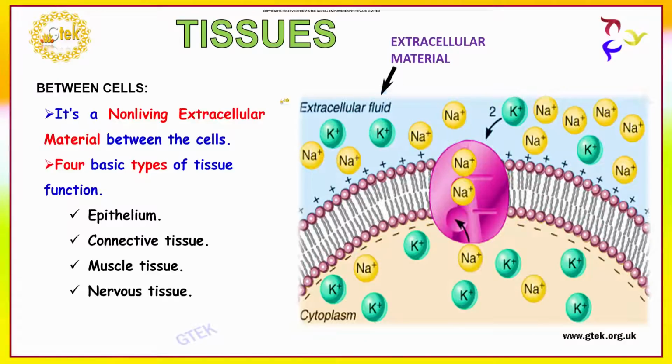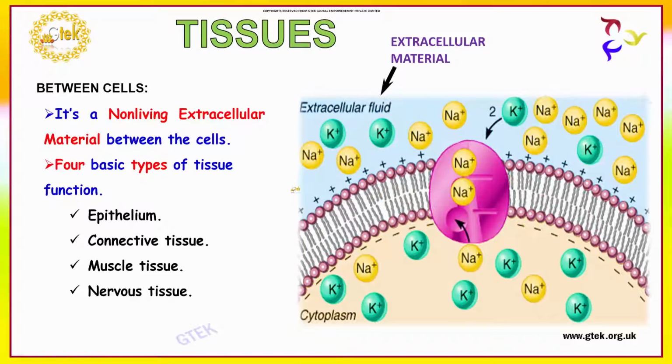If we look at where tissue is formed, it is a non-living extracellular material between the cells. It is formed in between the cells. You can see in between the cells the extracellular fluid is formed. This fluid is the extracellular material.